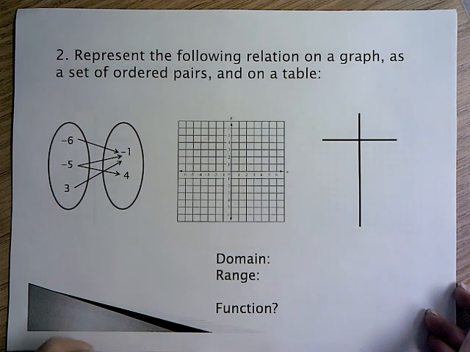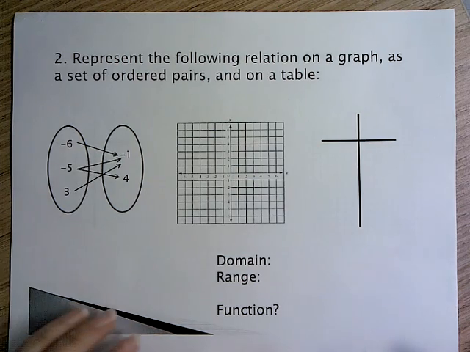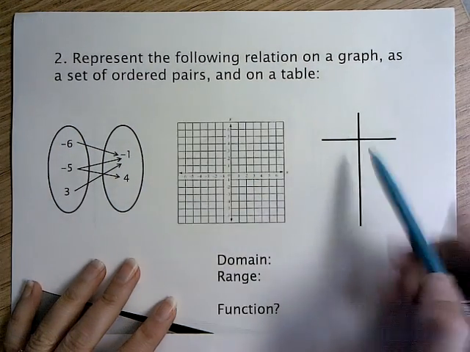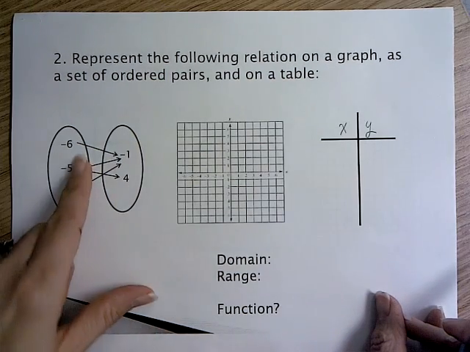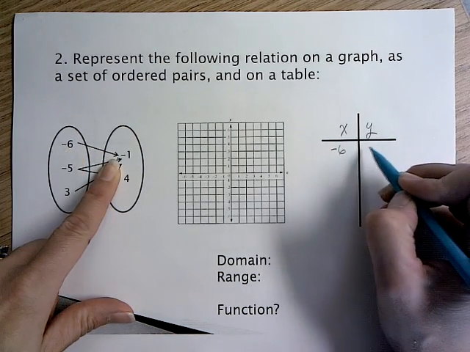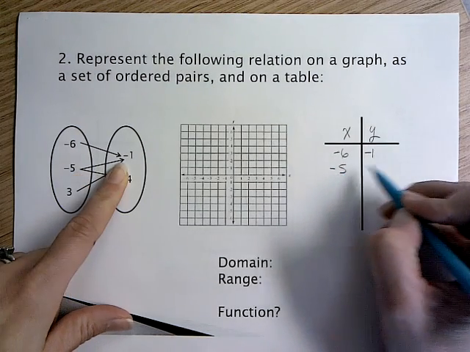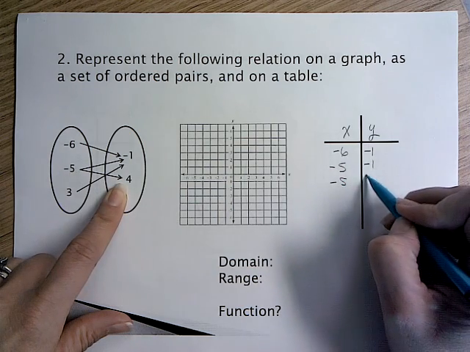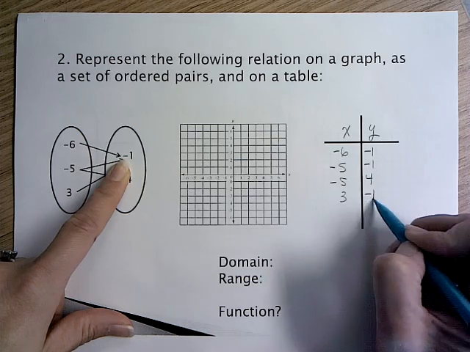Again, represent the following relation on a graph as a set of ordered pairs and on a table. So I can go ahead and start. I'm going to skip the graph and jump to the table first because I think that might be an easier way to start. Here I see that negative 6, my x value, goes to negative 1. Then negative 5 goes to negative 1. Negative 5 also goes to positive 4. Then I have 3 to negative 1.